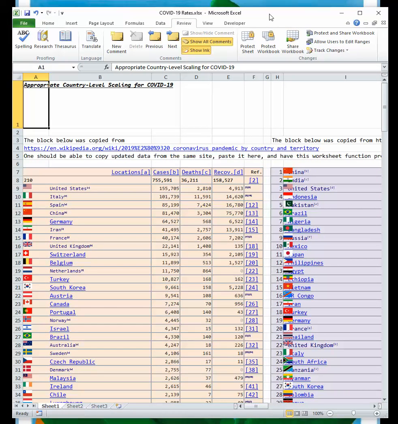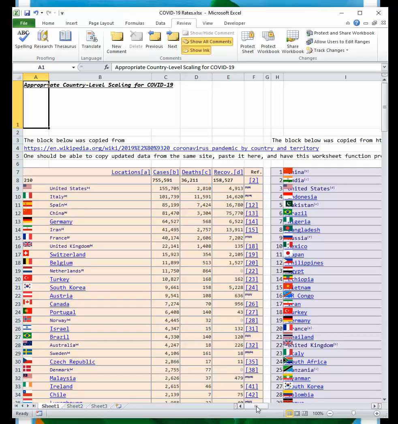So what I did is I went to the Wikipedia page, which is fairly well maintained, and downloaded this orange block of data on cases, deaths, and recoveries by country. And this is the sort of thing that you hear about in the news when they talk about the United States now has the largest outbreak in the world. Okay, so that's given there.